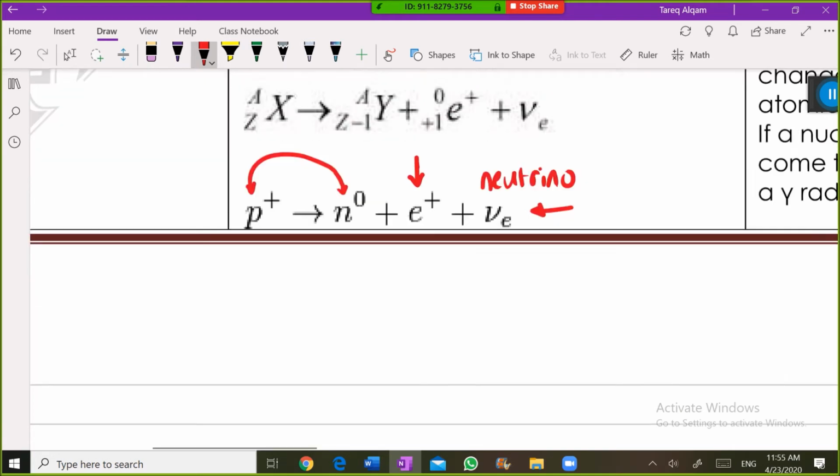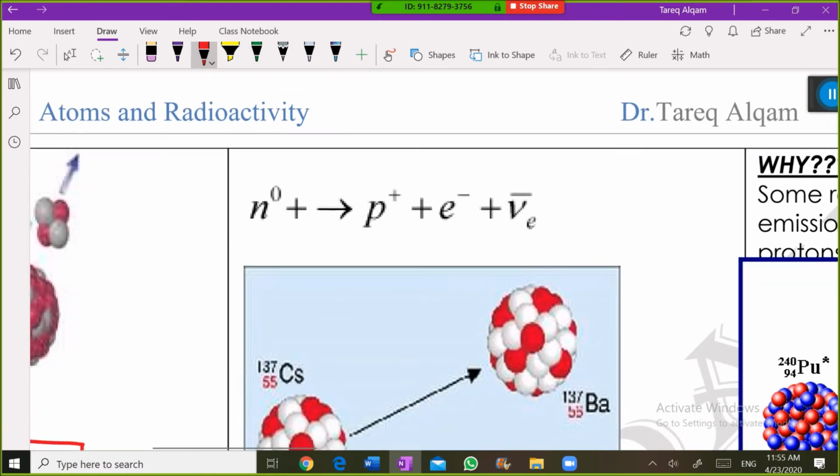If beta minus is emitted, this means that the neutron decays to a proton. Okay? Here, if beta minus is emitted, this means that the neutron has decayed to a proton. And here, what comes out? An electron, and this is called an antineutrino.